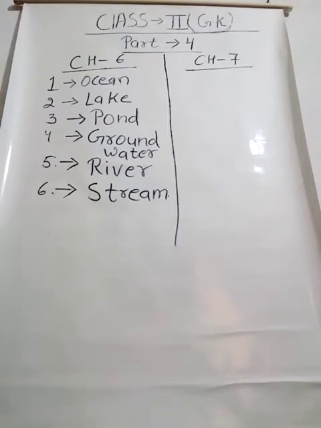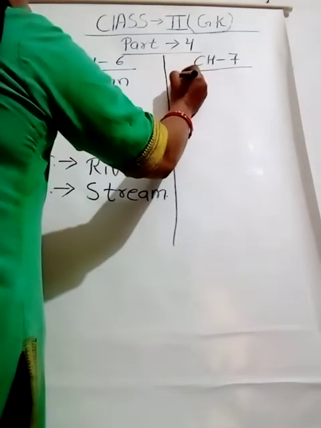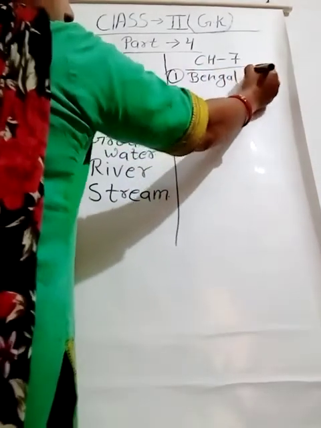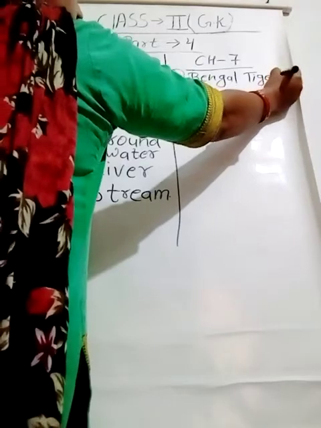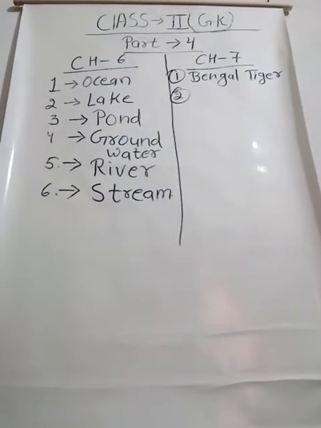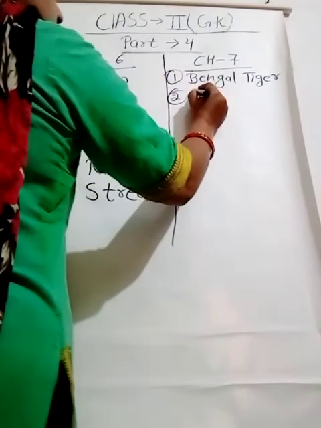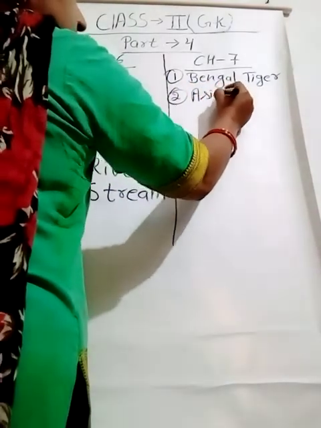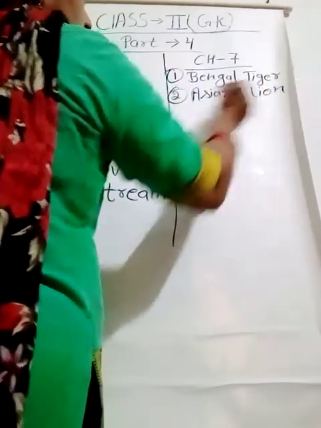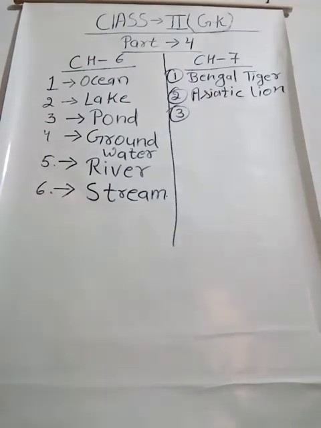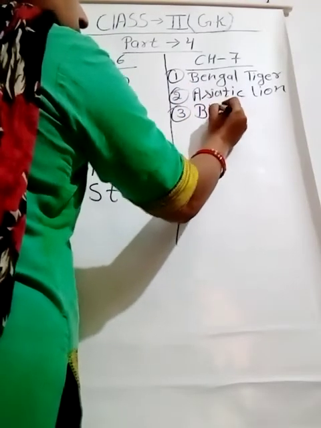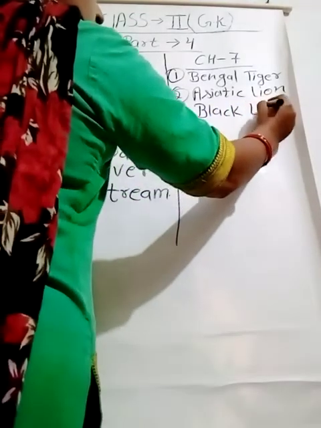In number 1, it is a Bengal tiger. Number 2, if you see, it is a lion, and it is the Asiatic lion, which we can see only in Asia. Number 3, it looks like a langur, and we can write its name as black langur.